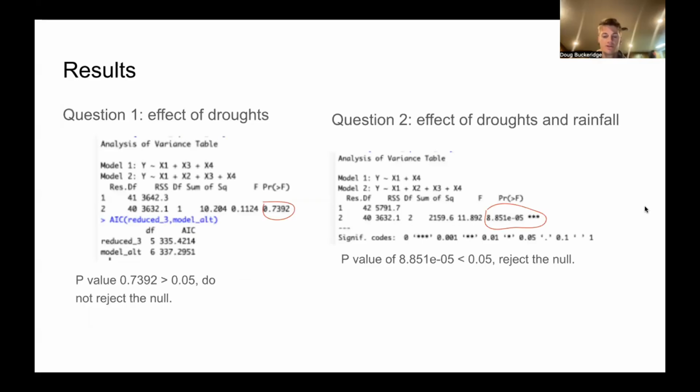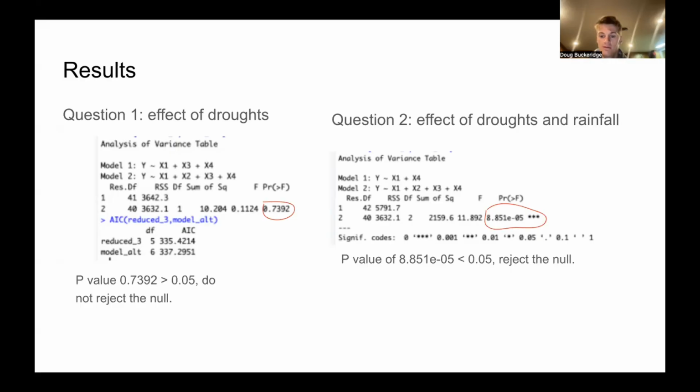Next, the final step was to look at the hypothesis testing. I just used ANOVA testing for this. So for the first question, we can see the p-value is 0.7392, which is larger than 0.05, so we would not reject the null and make a conclusion that droughts were not significant to the average temperature.